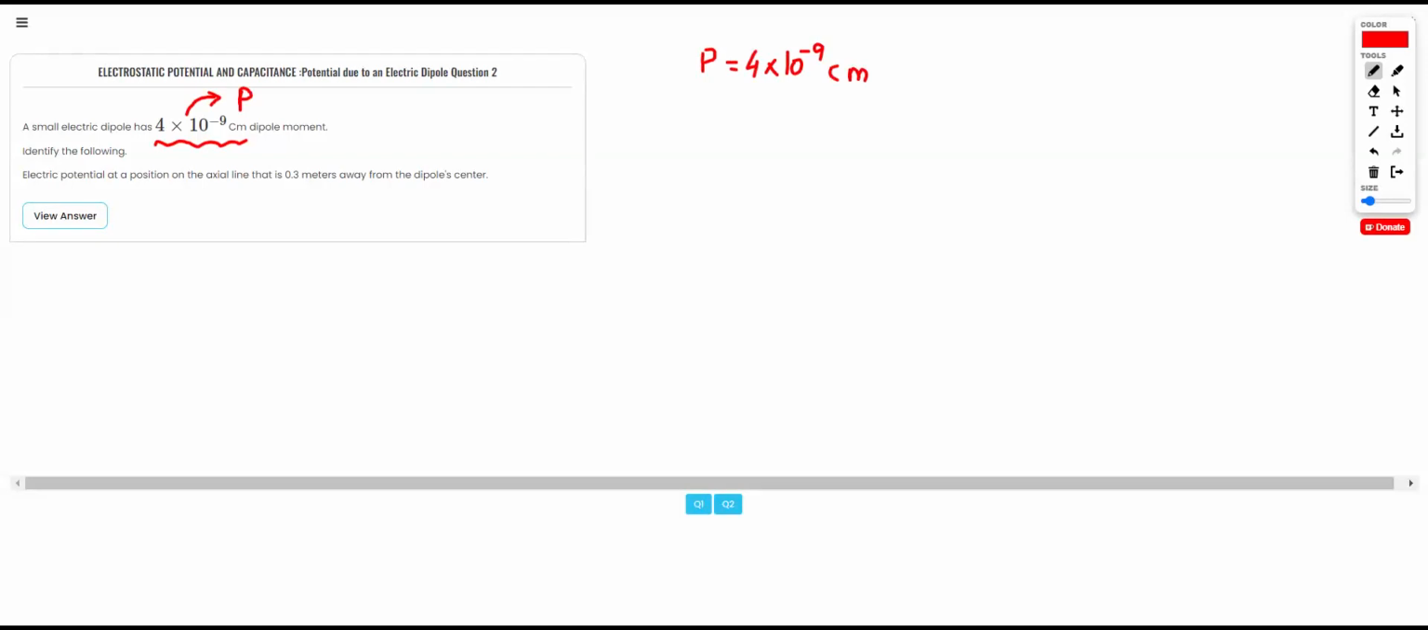Then we have the electric potential at an axial line, that is 0.3 meter away. This is the distance, and it will be represented by R. So R will be equal to 0.3 meter.